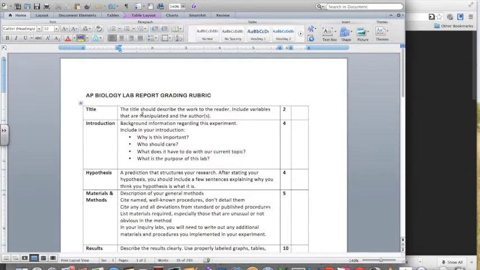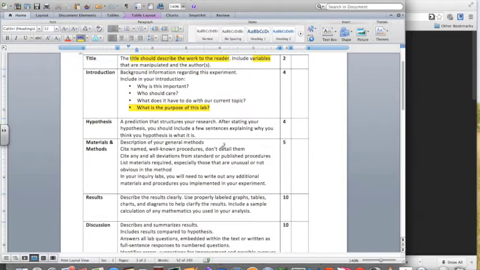Okay, a few things that a lot of students made mistakes on last year. Number 1, the title should describe the work to the reader. So don't just call this brine shrimp lab, right? Make something that's actually intelligent, that actually includes the variables, and that's original. Other thing is people simply forgot what the purpose of this lab was. So please include that in the introduction.